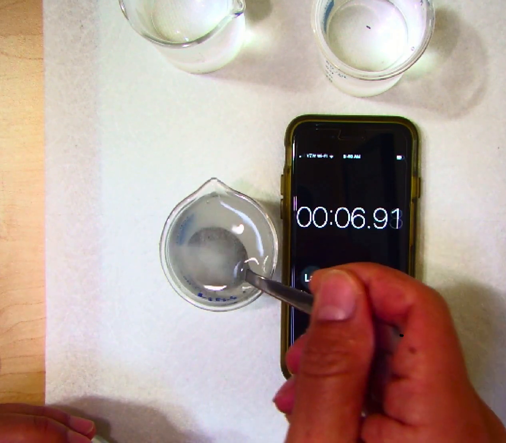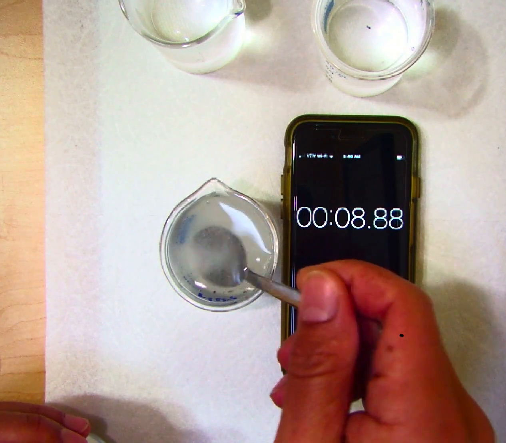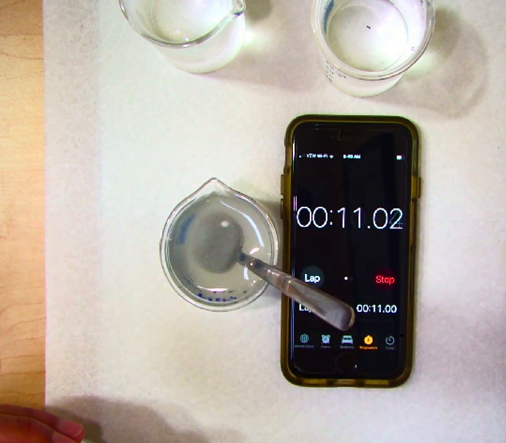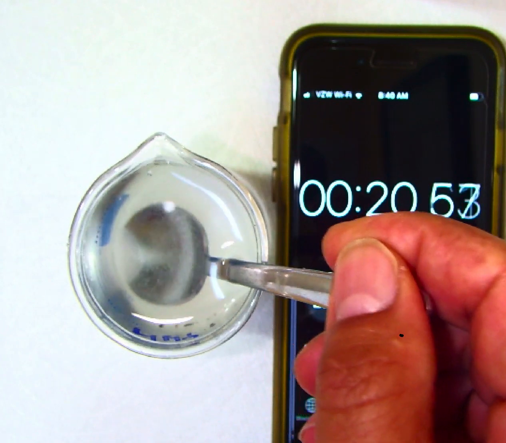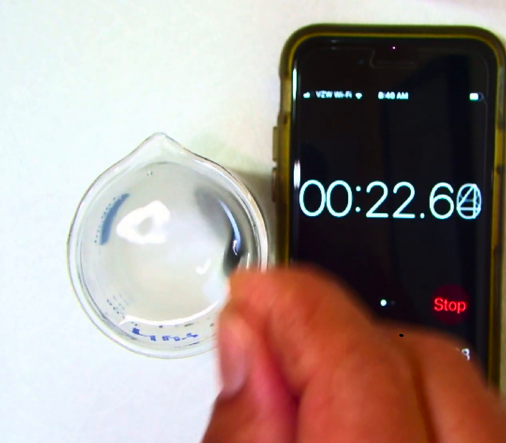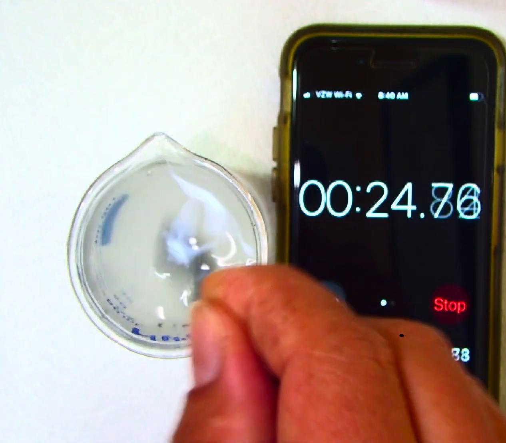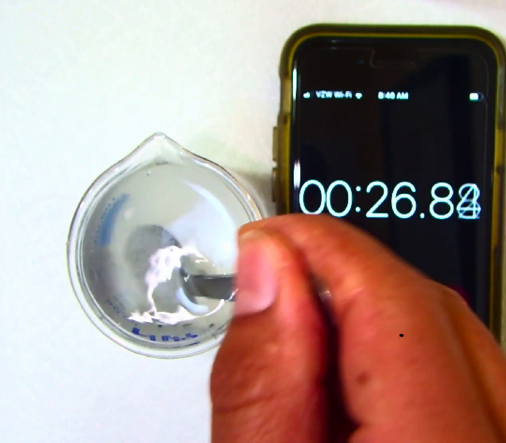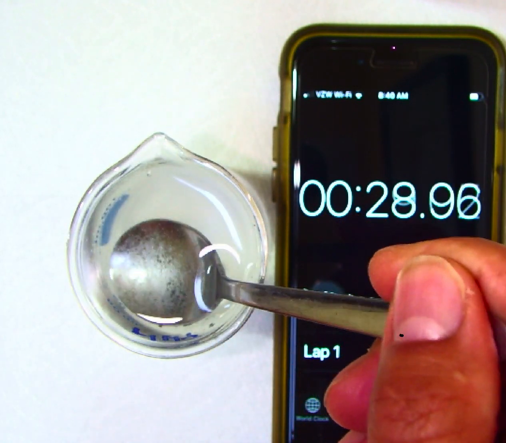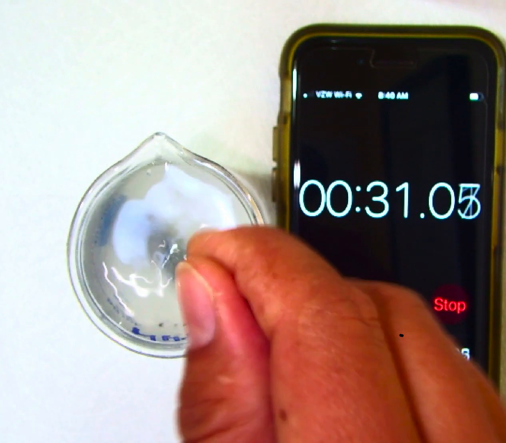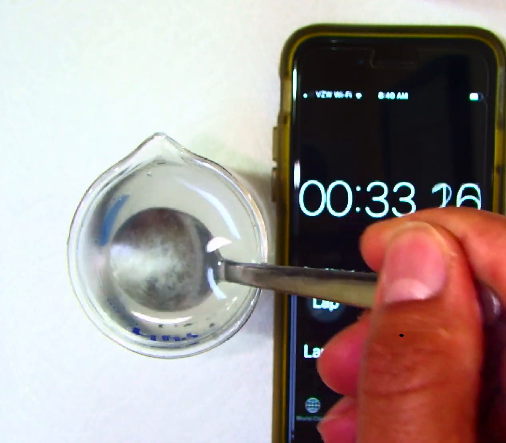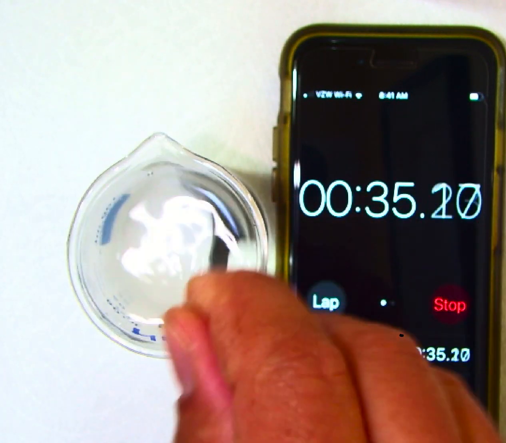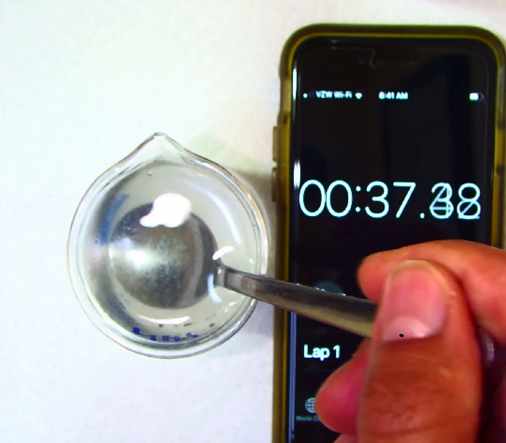I see a lot of crystals on the bottom. You can sort of make them out there. Let's zoom in a little bit. You can see the crystals down there. The sugar is not really dissolving, so let's keep mixing it. I still see crystals at the bottom. You can sort of make them out. They're not totally dissolved. We'll keep mixing.